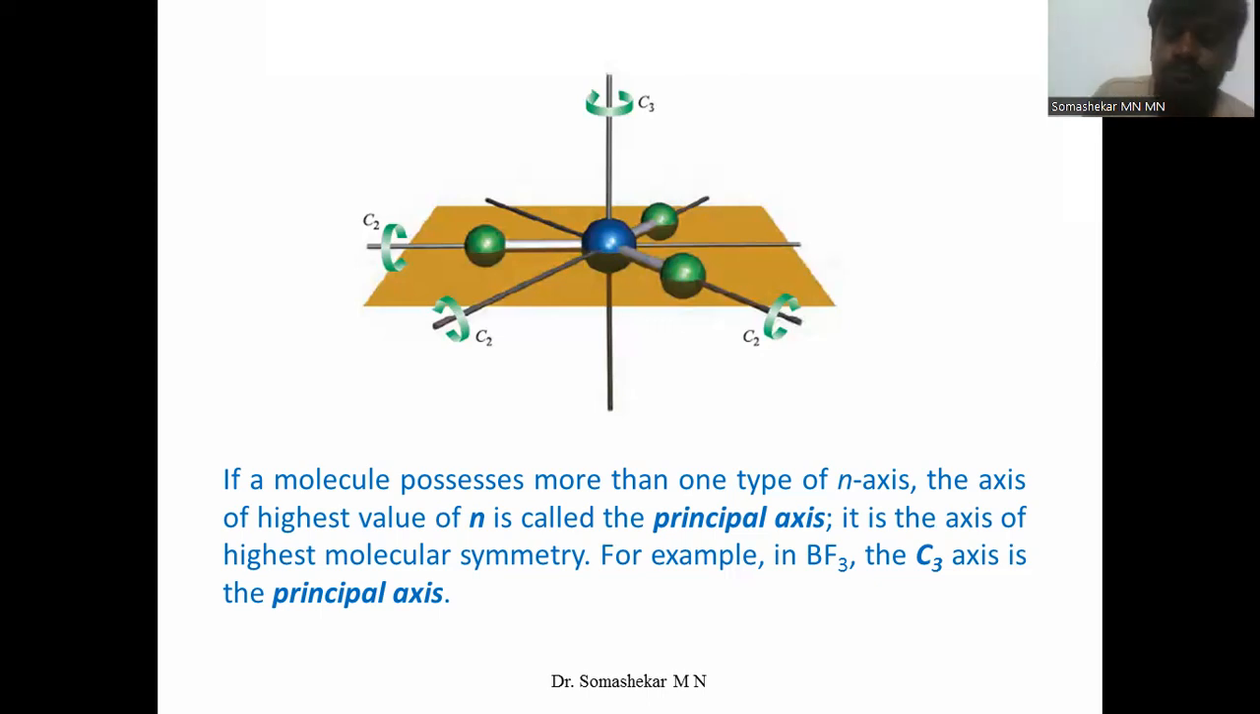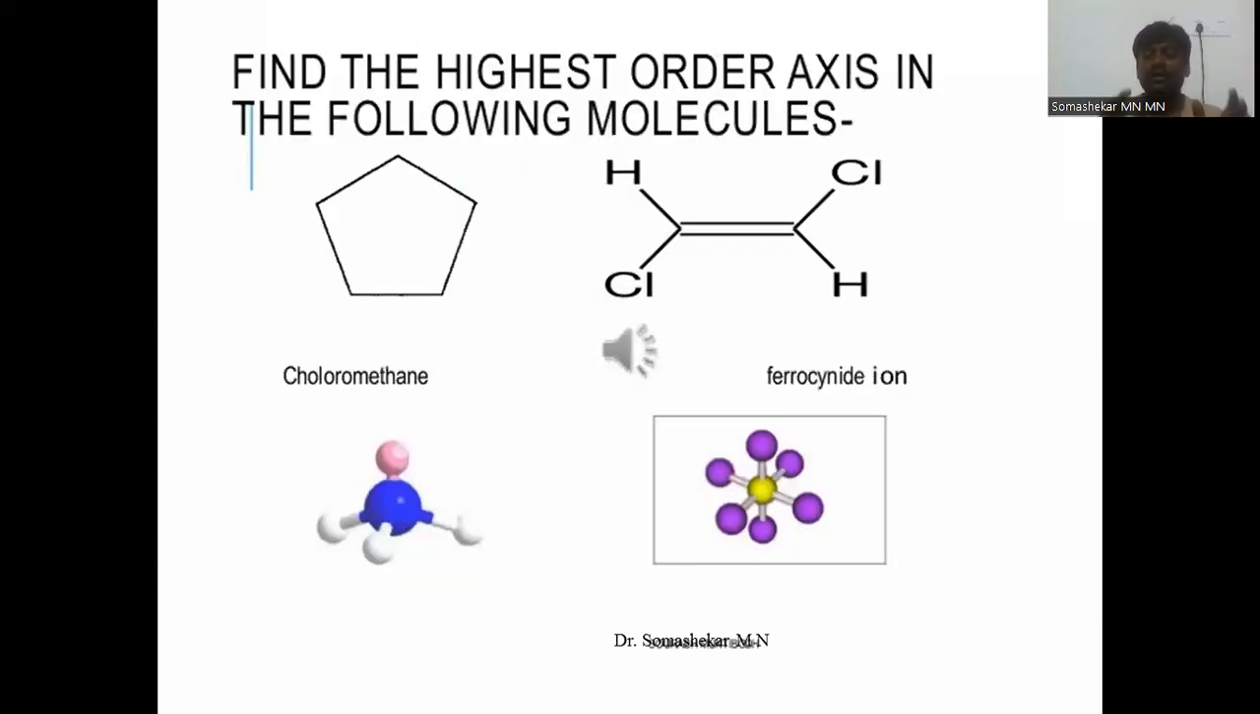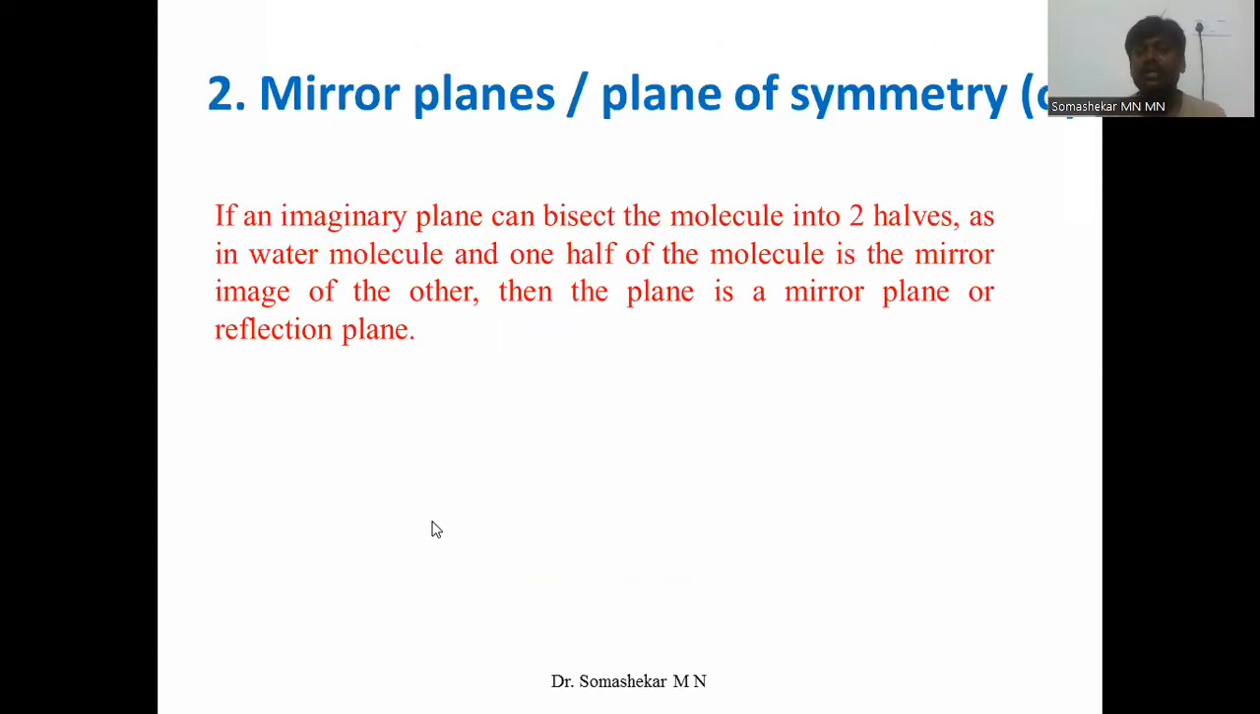So these are some of the rotational axes present in the BF3 molecule, and try to find out what rotational axes are present in all these molecules. That is homework. Next, coming to the second one, mirror planes, we will discuss in the next class. Thank you very much.